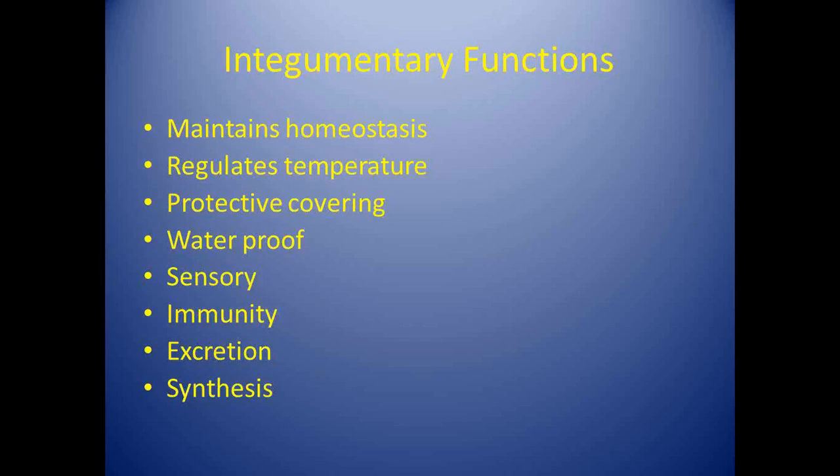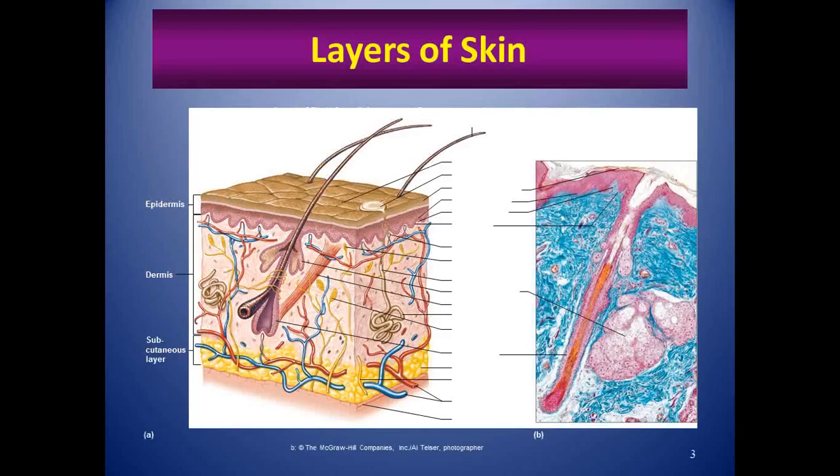Excretion, when we talk about sweating, for example, releasing oils, releasing products that we don't want to hold on to. And then synthesis, we talk about different things that our integument system will help us form, utilizing other things like enzymes and vitamins as well.